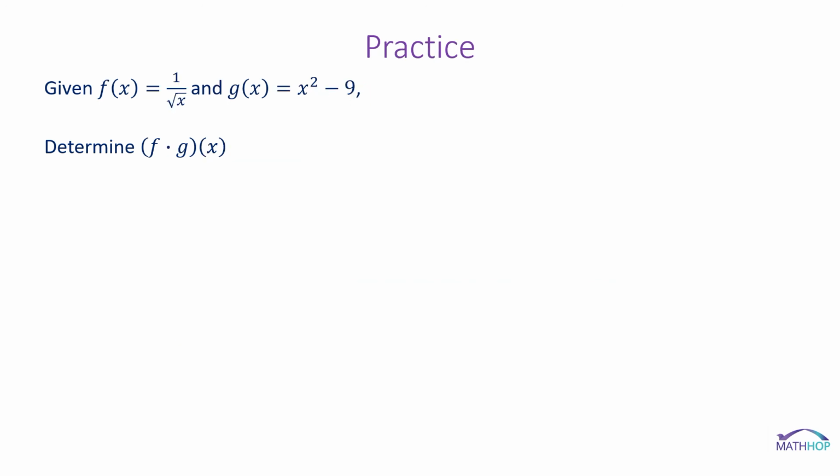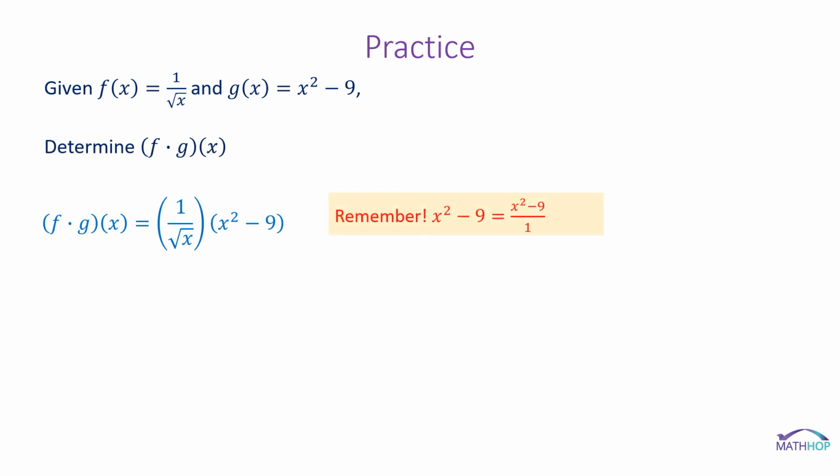We can do one more. This time I have 1 divided by the square root of x and x squared minus 9, and we are going to multiply f times g of x. It looks worse than it is, I promise you. All right, when we multiply, it's 1 divided by the square root of x times x squared minus 9. Remember that we can write x squared minus 9 as x squared minus 9 over 1. And that way, we just multiply straight across when we multiply, right? We're multiplying straight across, and really they're both being multiplied to 1, so this is not hard.